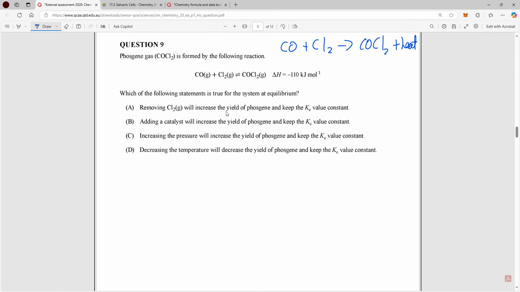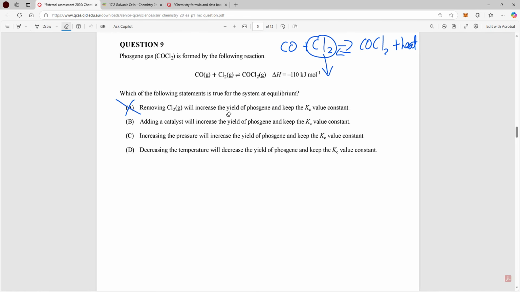So if you remove CO2, it'll increase the yield of phosgene. So that's that chemical there. If you remove this from the system, because it's equilibrium, it'll actually shift from right to left to produce more of this. So this is incorrect straight away, because that is not how equilibrium works, okay? Adding a catalyst will increase the yield. No, a catalyst won't do that. A catalyst will lower the activation energy. It won't produce more of this. It will just speed up the reaction, okay?